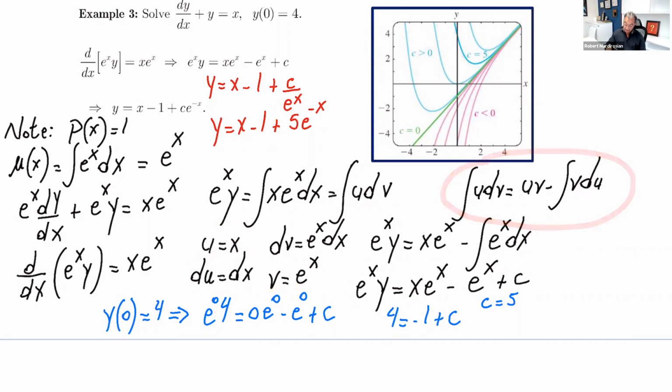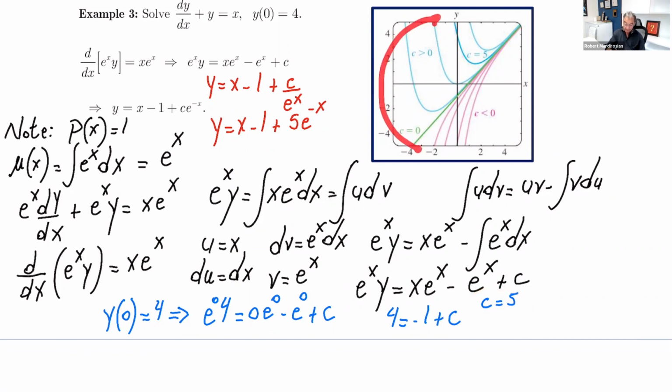And you know, integrating by parts, the integral of u dv is u times v minus the integral of v du. So here I wrote e to the x y equals uv, so u times v minus the integral of v du, and v du is just that times that. So this is easy to integrate. So you get x e to the x minus e to the x plus c. Use the initial condition. We know that y of 0 is 4. Just substitute: when x is 0, y is 4. So e to the 0 times 4 equals 0 times e to the 0 minus e to the 0 plus c. Solve for c, and you get c equals 5.